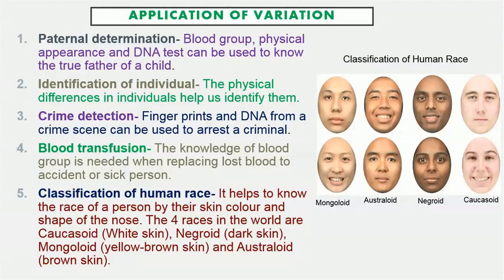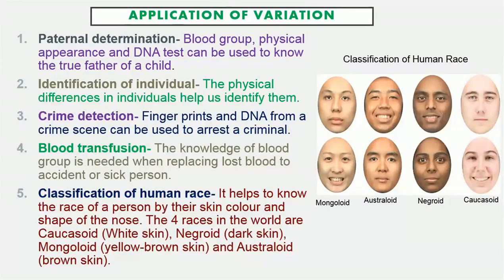Number 5, classification of the human race. This helps to know the race of people either by looking at their skin color or the shape of their nose. Now the 4 races in the world are the Caucasoids, which are the white-skinned people with pointed nose. The Americans belong to this group. Now we have the Negroids, which are the dark skin with thick wavy hair. The black people or the Africans belong to this group.